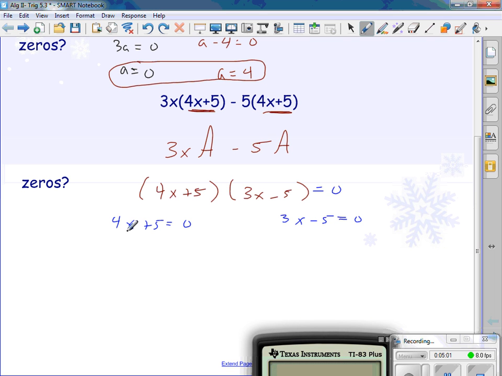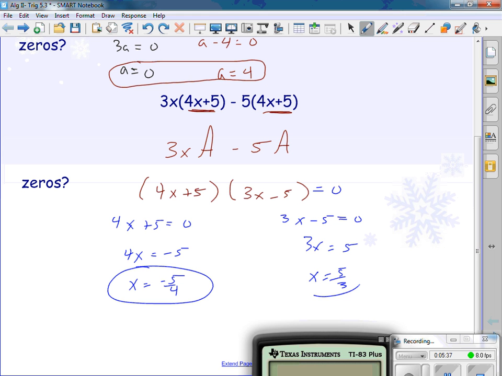So on this first one, what do I have to do? Subtract 5 over. 4x equals negative 5. My next step is divide by 4. So x is negative 5 fourths. Over on this side, first, I need to add 5. So 3x equals 5. Divide by 3, x is 5 thirds.